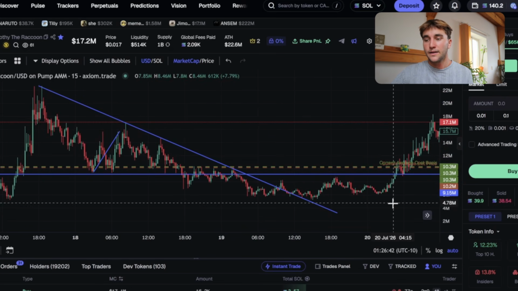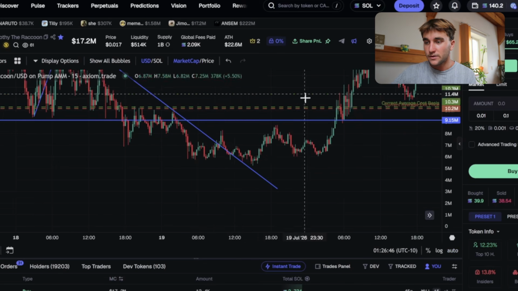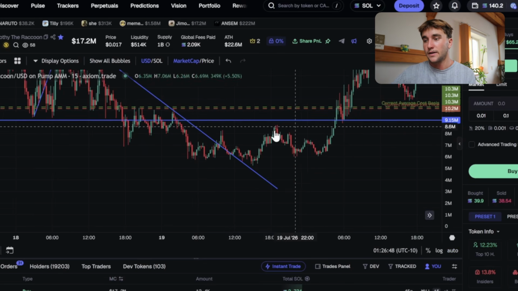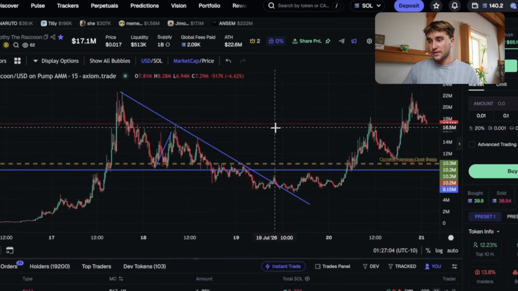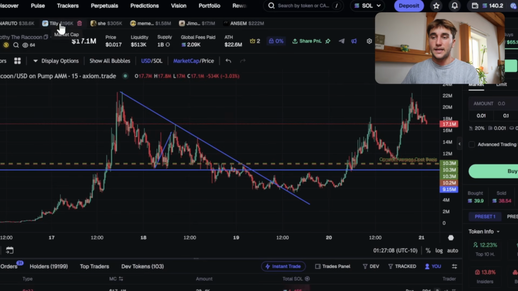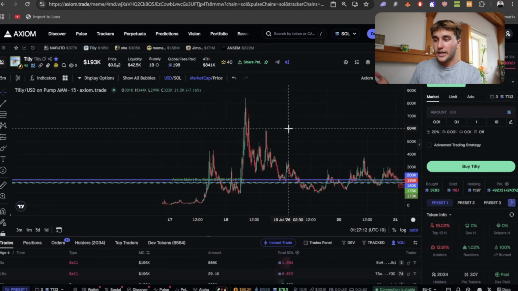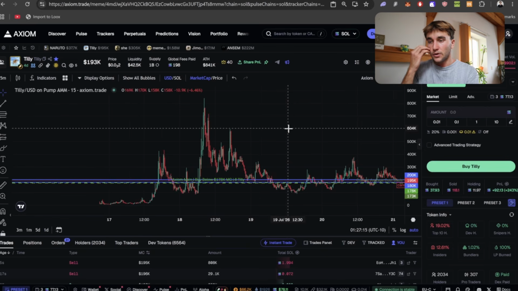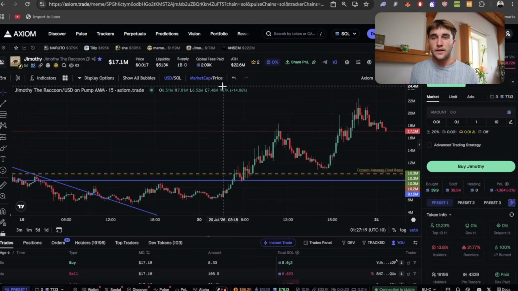Now, this is kind of like stock trading in a way, but after it broke this sort of trend line down here, it started to make an upward trend. These type of plays is where you put in bigger money, and then plays like Tilly is where you kind of put less money, money that you're comfortable to lose. And then plays like Jimothy are where you put more money, but you're kind of going for less multipliers.